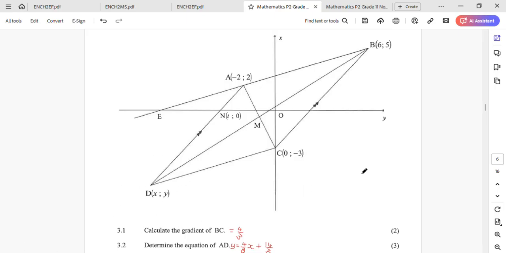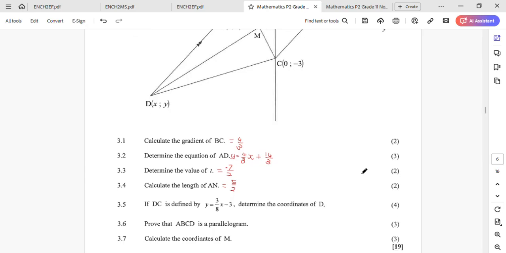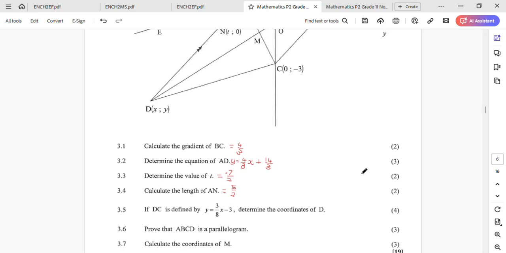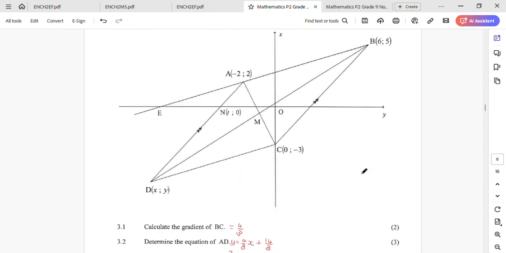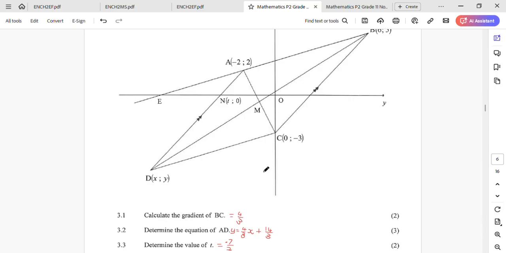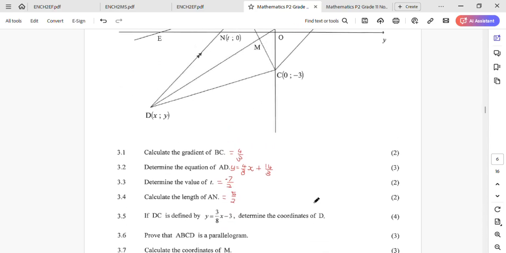On this one, oh, it's very long. It's long, guys. It's very long. Yo, yo. It's very long. I'm tired. I've had enough.